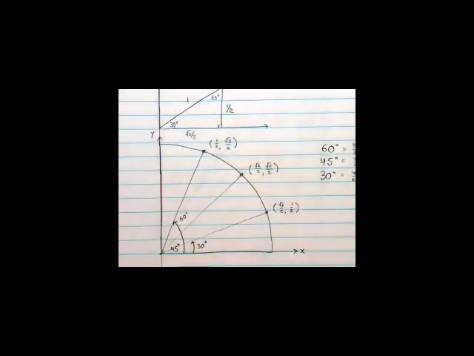Okay, so what is the cosine of pi over 6? Square root 3 over 2. What is the sine of pi over 4? Square root 2 over 2. And what is the cosine of pi over 3? 1/2. Take a look at that one. Cosine of pi over 3. 60 degrees, right? So that would be 1/2.